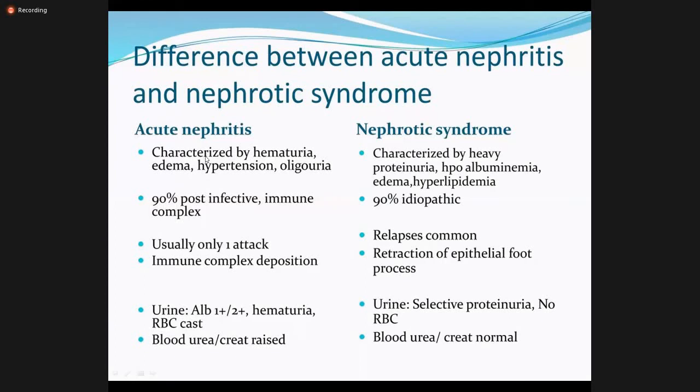In acute glomerulonephritis due to post-streptococcal infection, they usually do not have multiple relapses, but in nephrotic syndrome, relapses are much more common. The basic pathology in acute nephritis is immune complex deposition, and in nephrotic syndrome there is retraction of the epithelial foot processes. In acute nephritis, urine shows proteinuria of 1 plus and 2 plus, hematuria and RBC casts, whereas in nephrotic syndrome, urine shows a high grade of proteinuria, 3 plus to 4 plus.